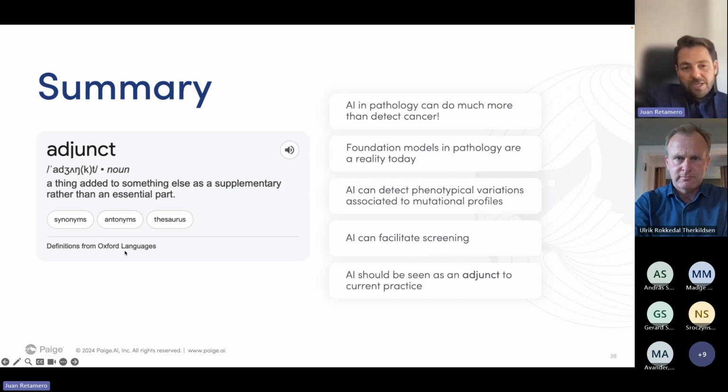So essentially, the idea would be to use artificial intelligence as an adjunct. And that's the key word here. This is not intended to replace current practice, but rather to enhance and to supplement current practice for all of the reasons that we have discussed.